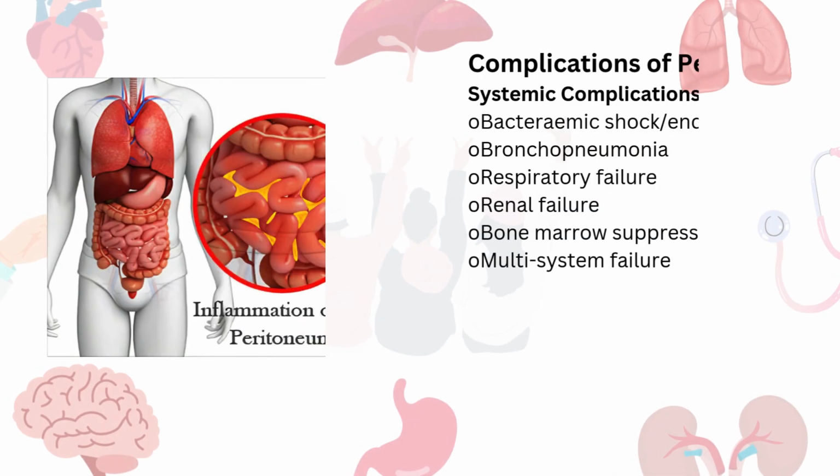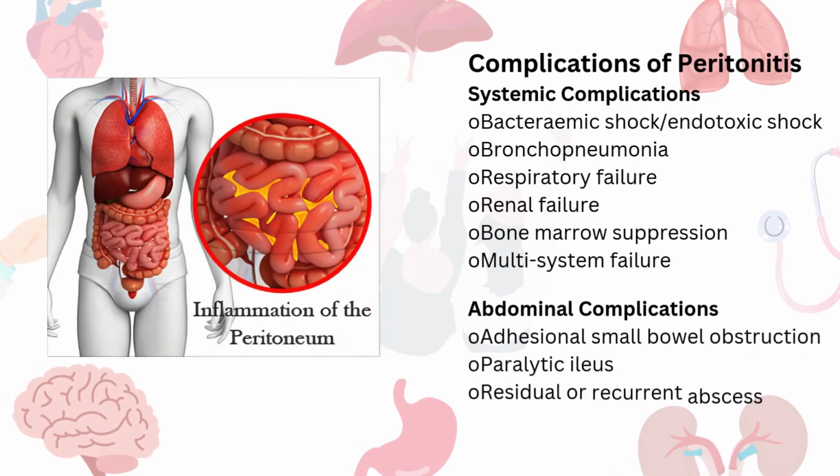Then comes the abdominal complications or the localized complications. So whenever there is inflammation in the peritoneal cavity, it could lead to the formation of the adhesion. So the small bowel will develop the adhesions to its surrounding structures, and that could be one of the complications of the peritonitis. And it could also lead to the paralytic ileus, or it could lead to the abscess formation in the localized area, or it could lead to the pylephlebitis in the portal area, or it could lead to the liver abscess as well.